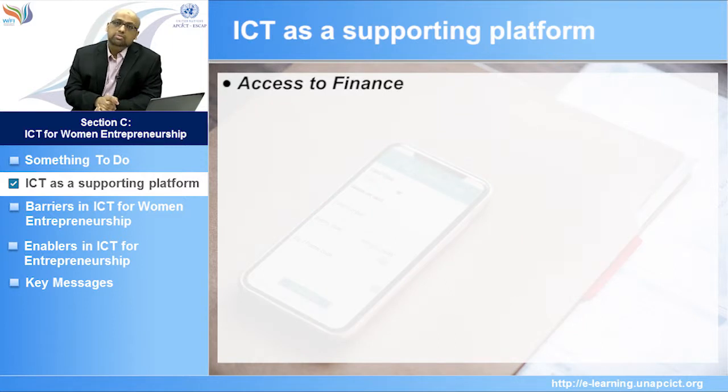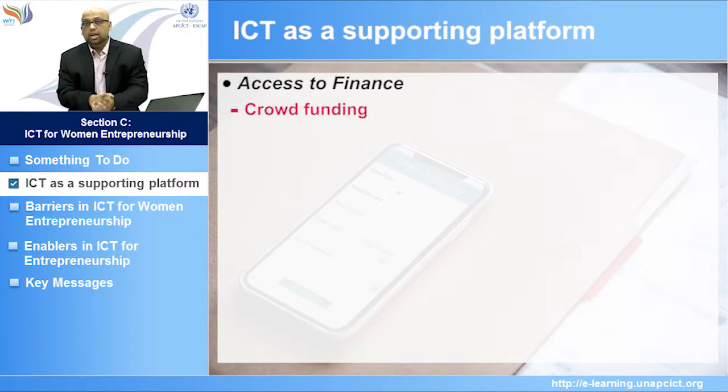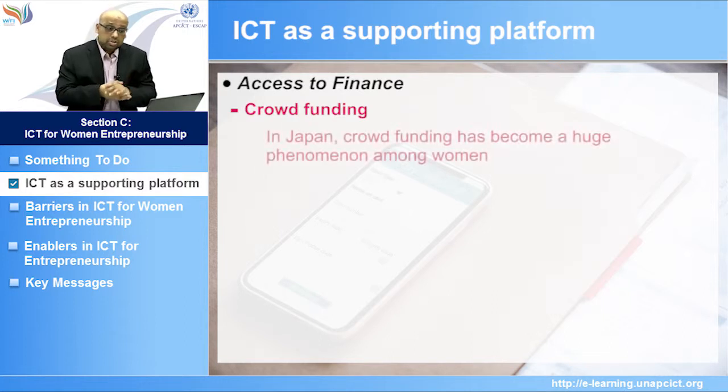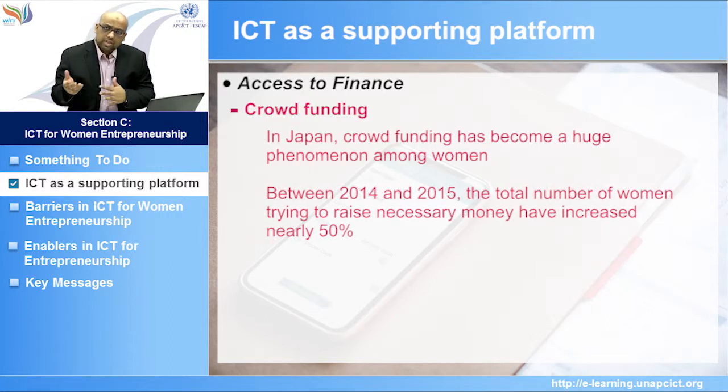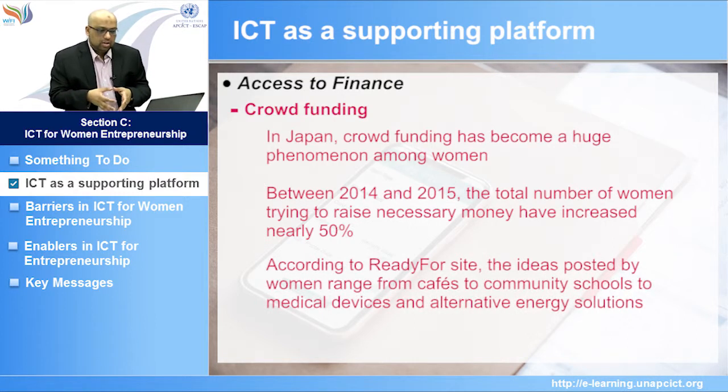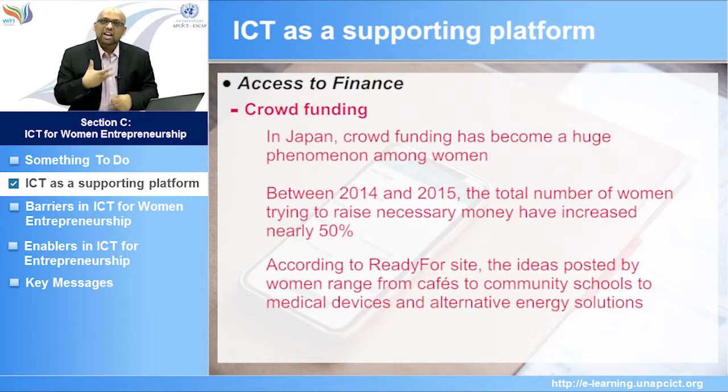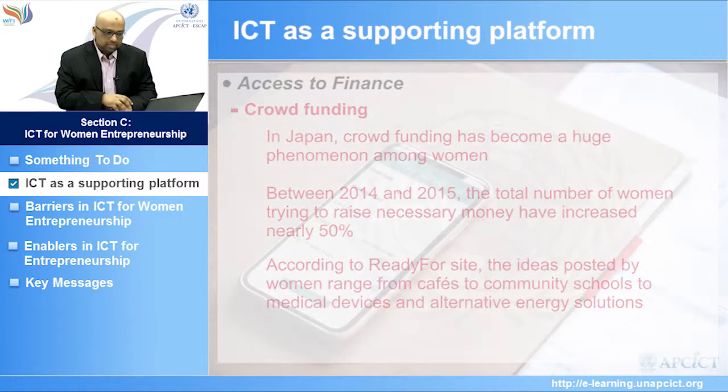The other interesting thing when it comes to ICT as a supporting platform in relation to access to finance is crowdfunding. That's a relatively new phenomenon. For example, in Japan, crowdfunding has become huge. Between 2014 and 15, as we mentioned in our module, the number of women trying to raise money for their businesses increased nearly 50%. These initiatives range from a small cafe to alternative energy solutions to the manufacturing of medical devices. It's all over the place. So we are looking into access to finance using an interesting concept within modern ICT platforms: crowdfunding and crowdsourcing.